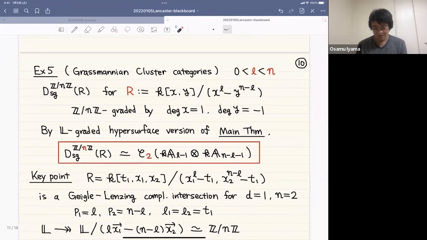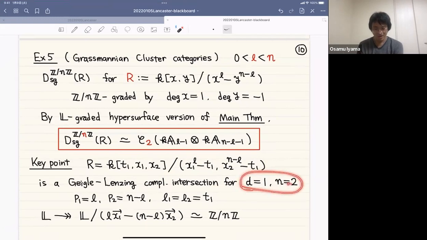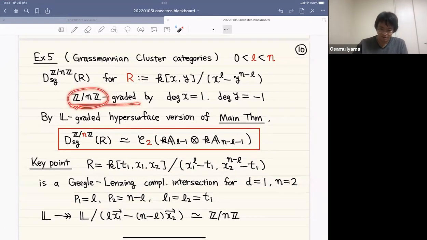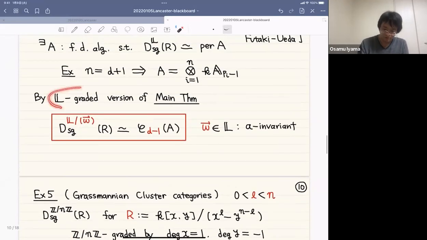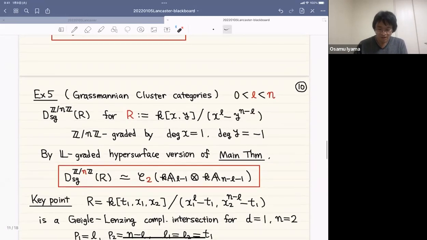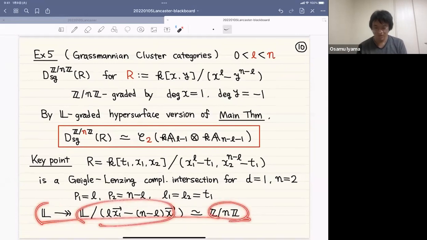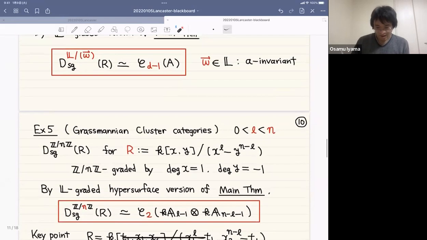By definition, it is a special case of a Geigle-Lenzing complete intersection, by choosing d equal 1, n equal 2, and p1, p2 and l1, l2 in this way. Then this ring R is Z/nZ graded, but this Z/nZ grading is actually a simplification of the L grading for Geigle-Lenzing complete intersections. There is a surjective map from L to Z/nZ, just factoring out L by one element, l_{x1} minus n minus l_{x2}. Then we get a canonical isomorphism between this quotient and this quotient. So in this sense, we can deduce this equivalence, not directly from this, but from a hypersurface modification of this equivalence.